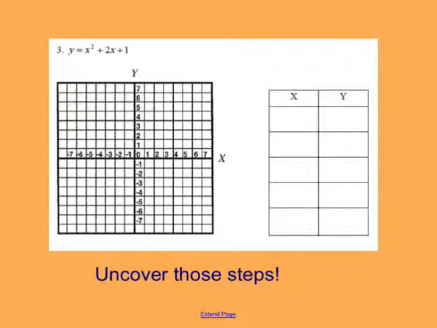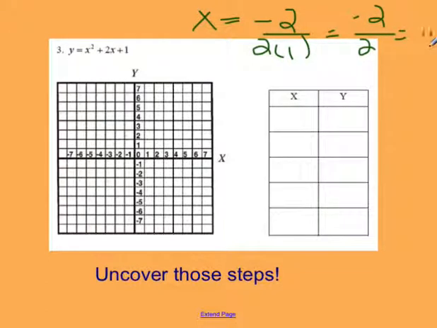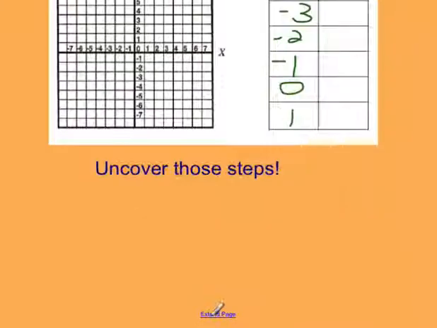For number 3, we want to go ahead and find our vertex. So X is equal to the opposite of B over 2 times A. So then I get -2 over 2, and that gives me -1. So X is equal to -1. That's going to go in the center of my chart. So I'm going to go up going this way and go down going this way. And now I just need to plug in a bunch of those numbers into my calculator.